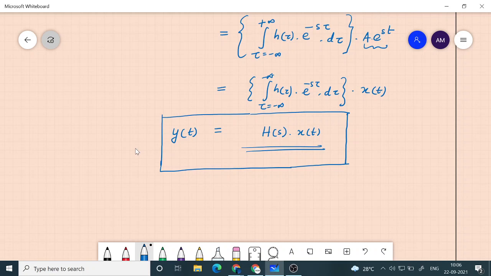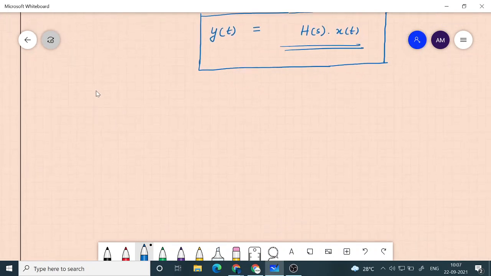But if you give an exponential signal as input to an LTI system, then things look really simple. The output is basically some complex number. s is a complex number, capital H of s is a complex number, and that is just multiplying your input.